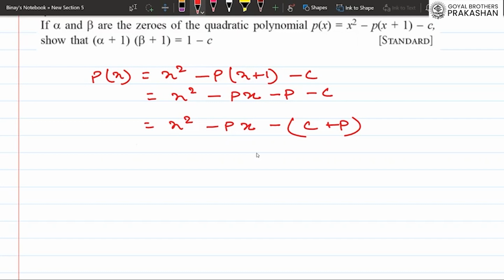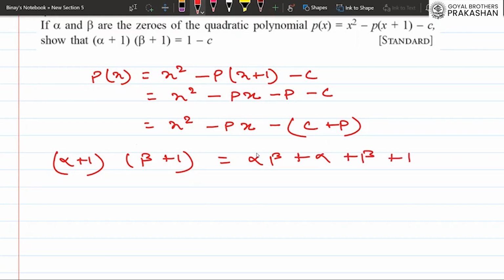So what is given as left hand side in the question is alpha plus 1 and this one is beta plus 1. First of all, we will break this bracket, and that will be done by alpha beta and plus alpha and plus beta and plus 1. So this is alpha beta, that is in fact the product of the zeros, alpha plus beta, the sum of the zeros, and plus 1.